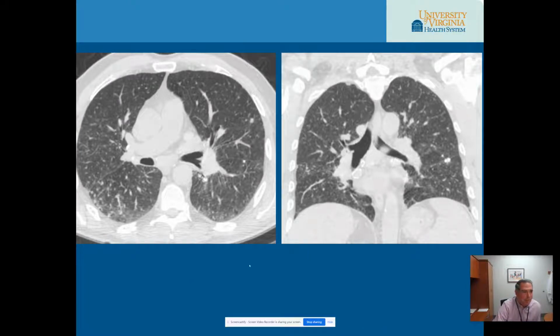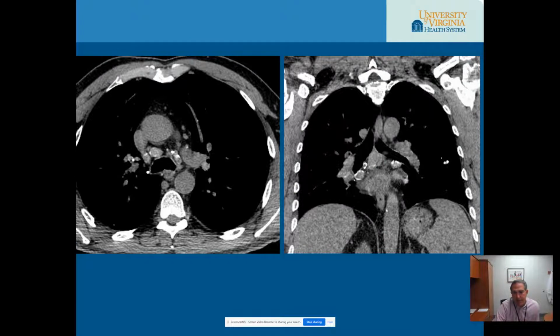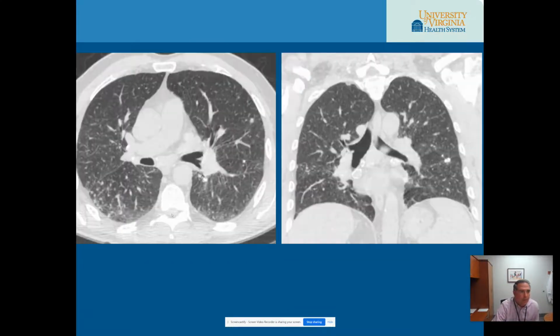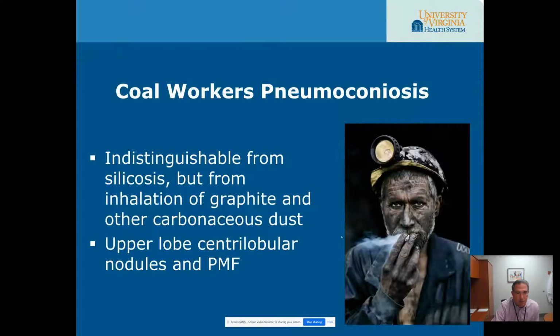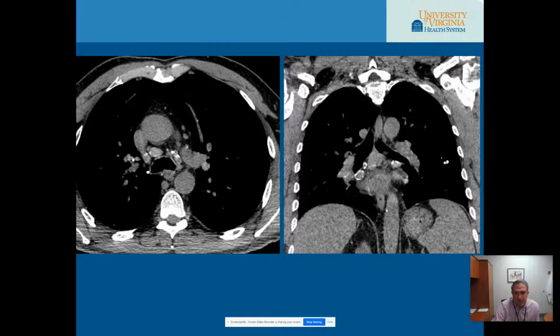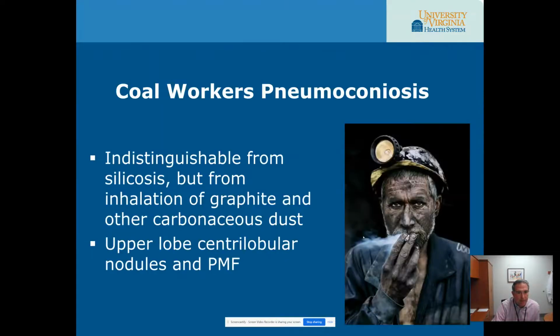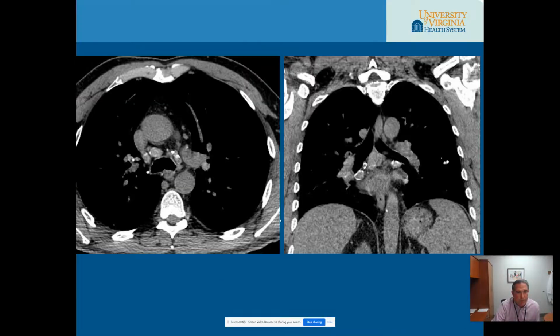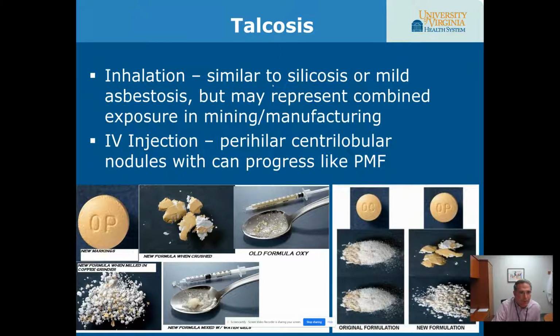This is a case with centrilobular nodules. When we talked about eggshell calcifications, that's what this is, so just the periphery is calcified. So certainly with these centrilobular nodules, a history, and eggshell calcifications, this is a good case for coal workers' pneumoconiosis. Talcosis can also appear similar.